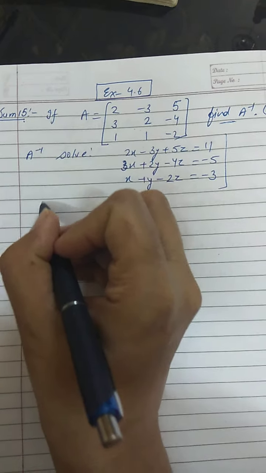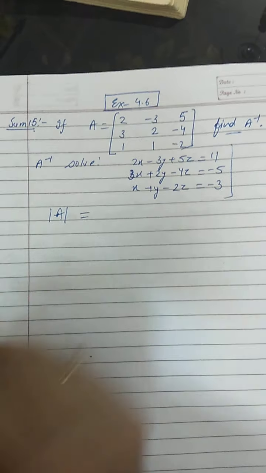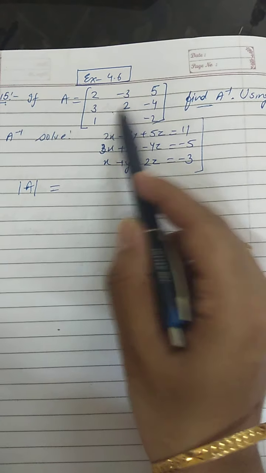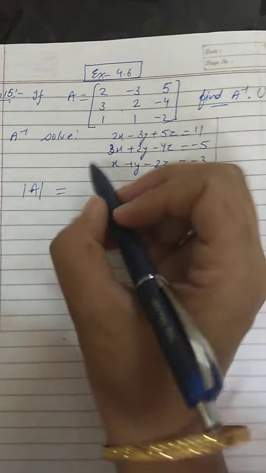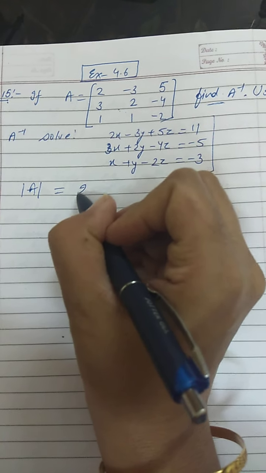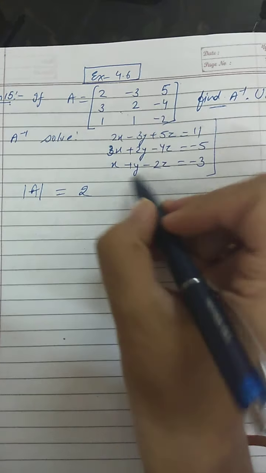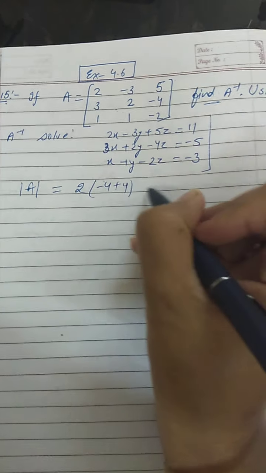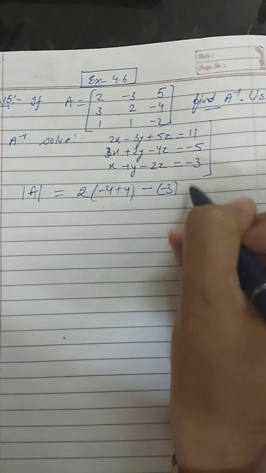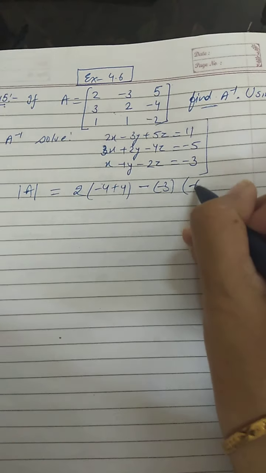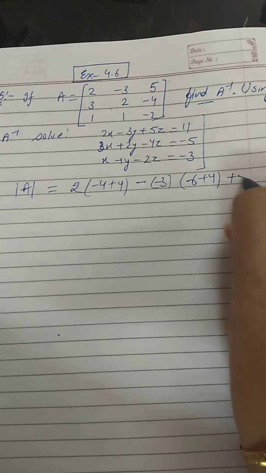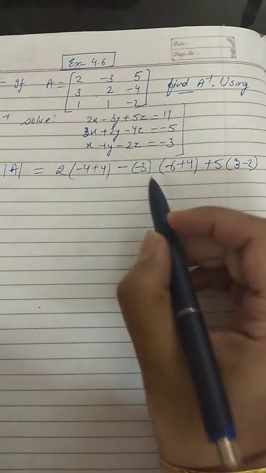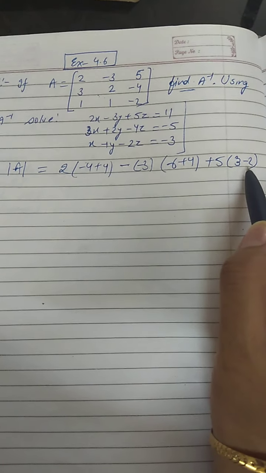So whatever matrix is given, the first thing that we will do is find the determinant of A, because if A is a non-singular matrix, only then A inverse exists. So when we find the determinant of A and expand it along the first row, it will go like this: 2 into minus 4 plus 4, minus of 3, and it will be minus 6 plus 4, and plus 5, 3 minus 2. I hope now expansion of determinant along any row is clear to you.